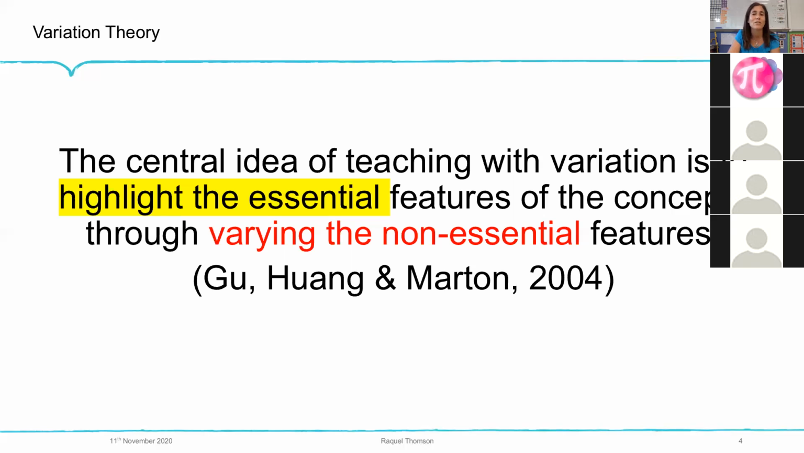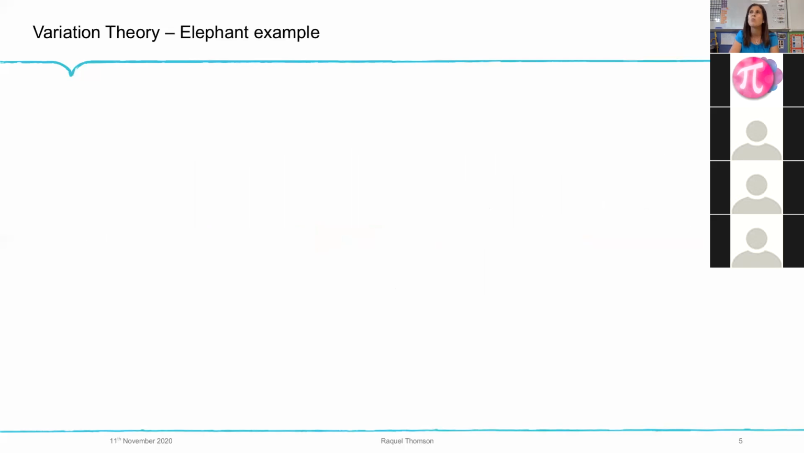It is based on the Chinese models of teaching from Shanghai, and the central idea is that teaching with variation is to highlight the essential, in order to go through the essential features of the concepts through varying the non-essentials. So by varying the non-essential features, you then come up with what is actually the concept that you're trying to achieve. Now, this is where it gets a little bit overwhelming sometimes. You think, oh, how does that work?